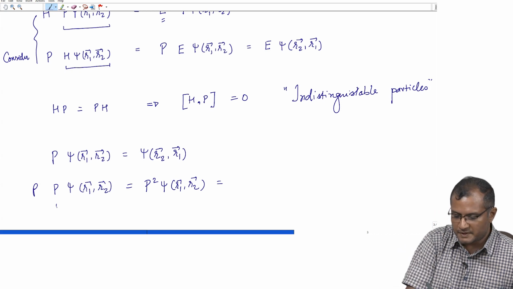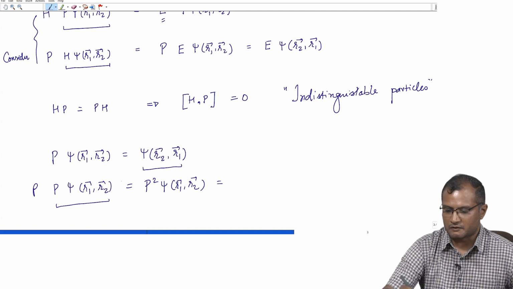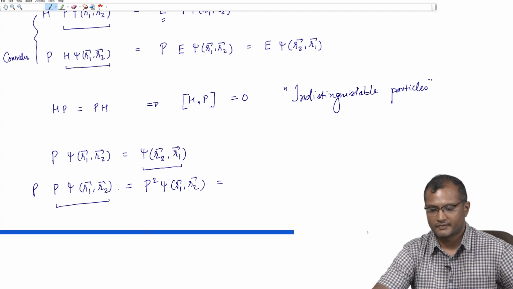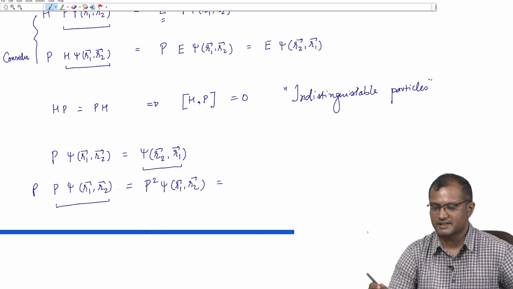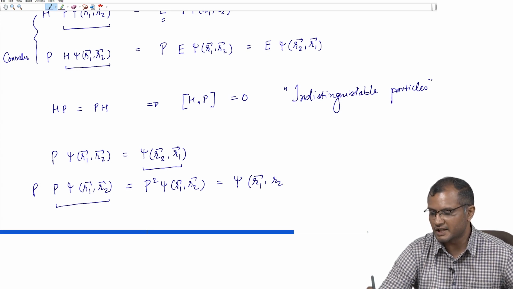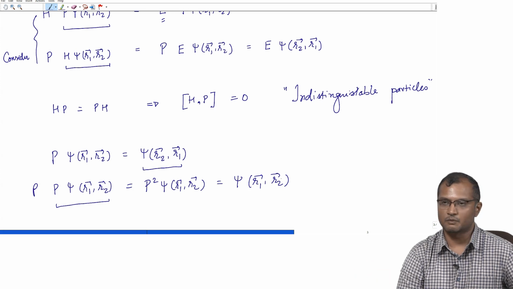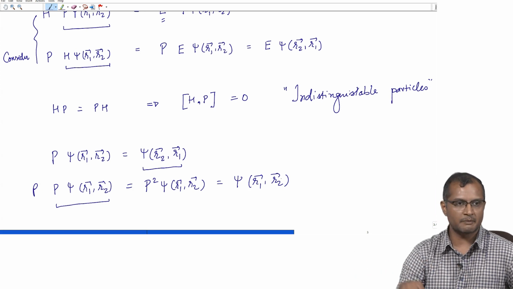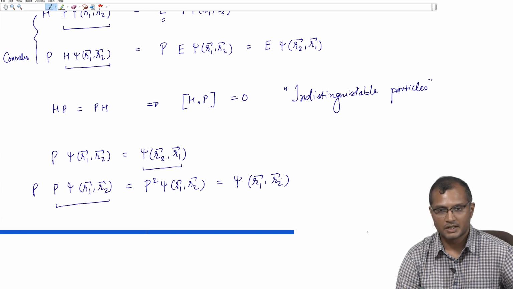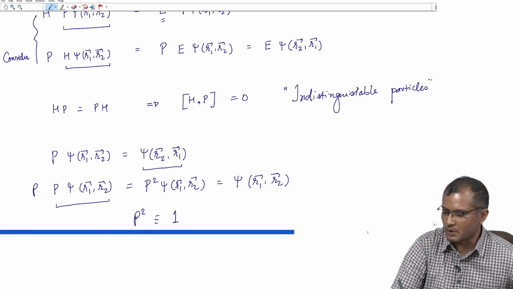But I already know what P operating on psi is, which is my psi R2 R1. So, one more operation of P on this will give me back the old function, it will bring the system back to the old state. You made particle 2 go and sit in 1, you do one more permutation, you get back the same old wave function. So, definitely my P square has an eigenvalue which is 1.